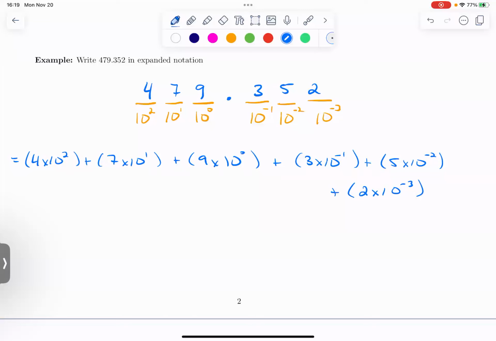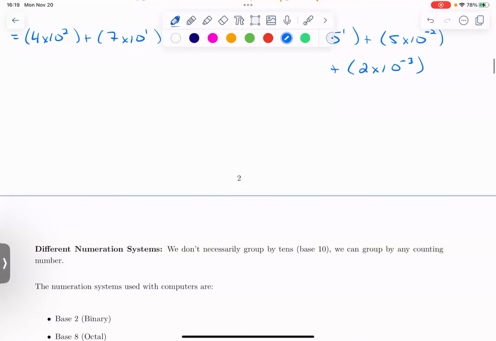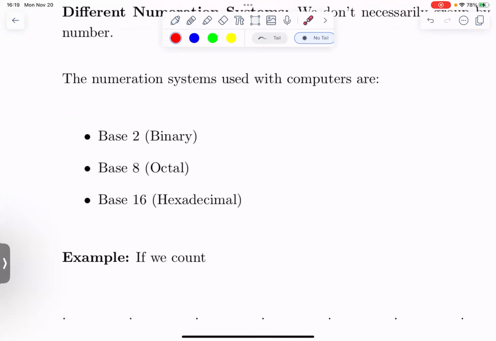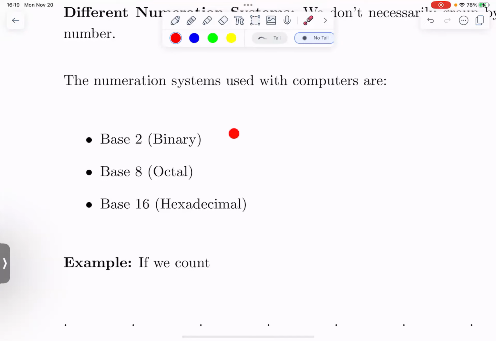So what we're comfortable with is working in base 10, right? Hopefully this doesn't feel too bad, we can handle that. But what we want to talk about today is that we don't necessarily group by tens, which is what we're going to call base 10. We can group by any counting number. For computers, we've got some main bases that we work with. We've got base 2, which is binary, base 8, which is octal, and base 16, which is hexadecimal.